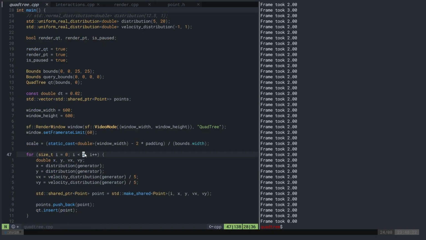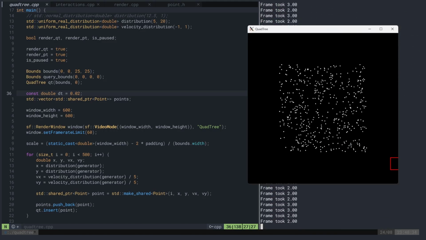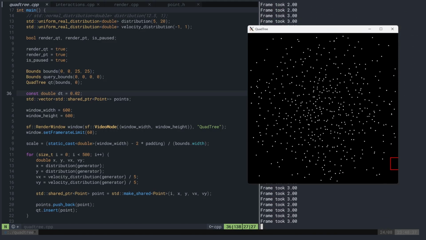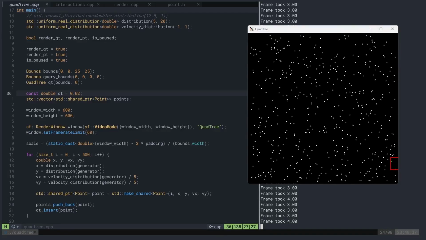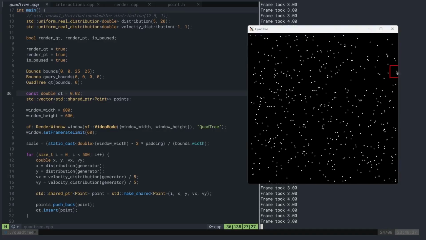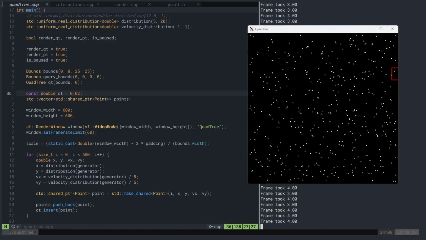Let's bump up to 500. Let's see how this works. So we have this many points. Oh, there you go. Perfect. That's actually exactly how it should work. So you can see that these points collided, they got very close to each other, and they kind of bumped each other away.